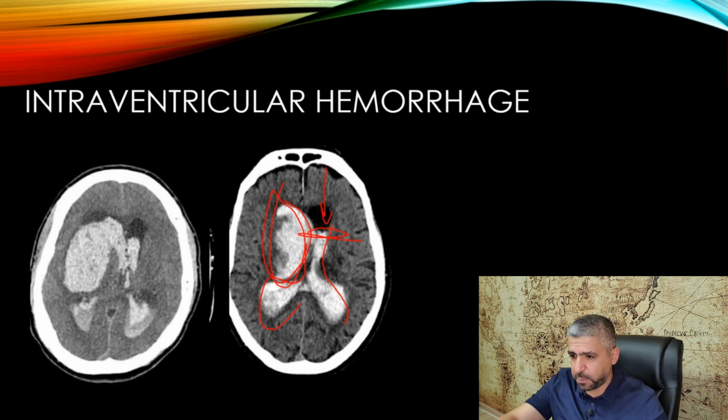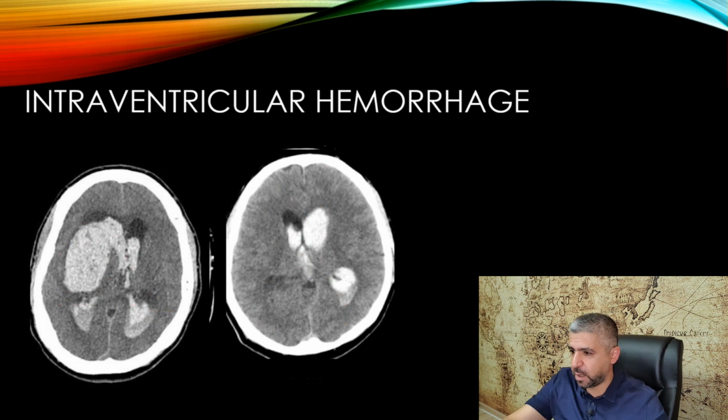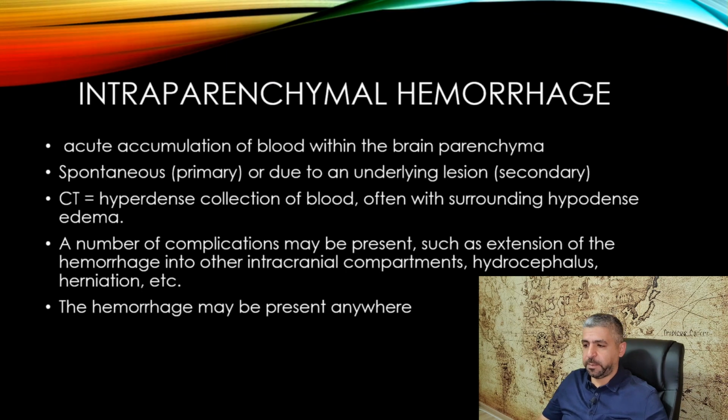Let's see another example. You can see here again blood in the occipital horns forming a CSF blood level, and there is a large intraparenchymal hematoma leaking into the ventricular system. Let's see here again, there is blood in the ventricle here and the ventricle here, forming a blood fluid level, and it's filling the occipital horn.